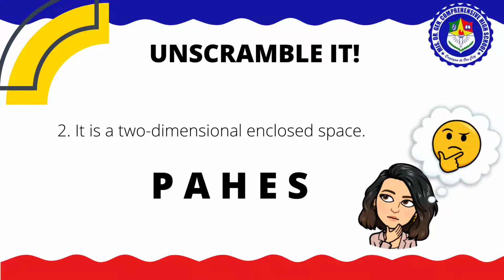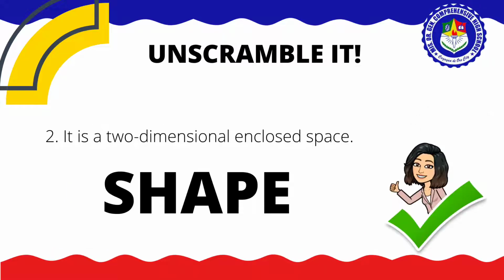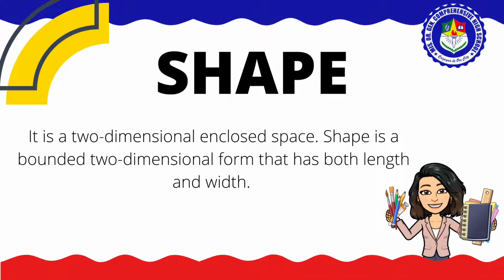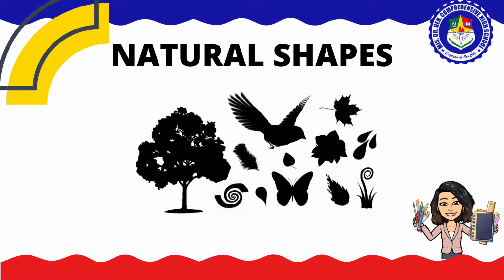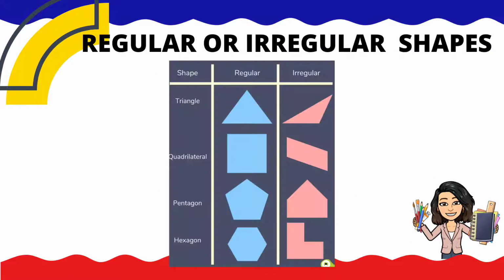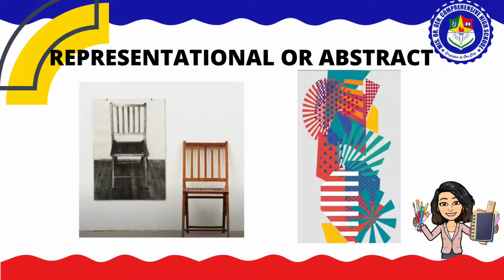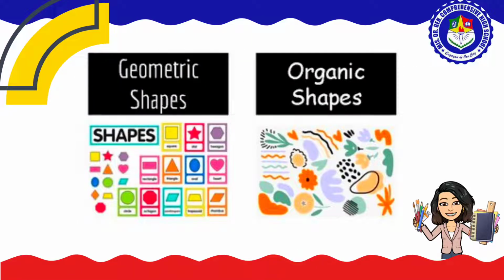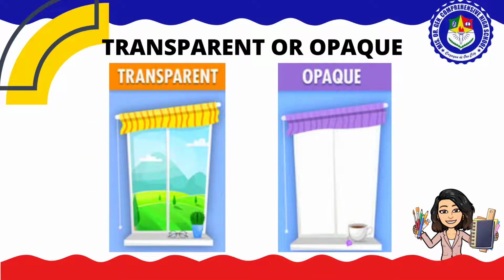Number 2. It is a two-dimensional enclosed space. The answer is shape. Shape is a bounded two-dimensional form that has both length and width. It can be natural or man-made, regular or irregular, representational or abstract, geometric or organic, and transparent or opaque.